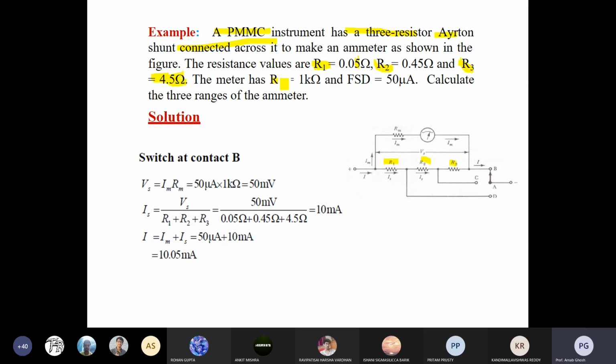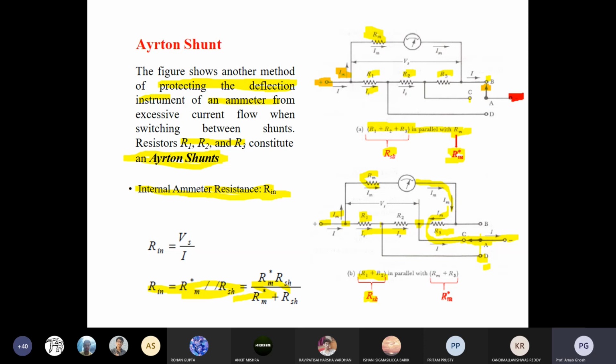Rm is given as 1 kilo ohm from the data sheet. Full scale deflection, FSD, is given as 50 microampere. So calculate the three ranges of the ammeter. Three ranges you need to find out. Simple thing. Like your previous formula, you can directly implement it: Vs equals Rn into I. Same thing, Vs equals what?